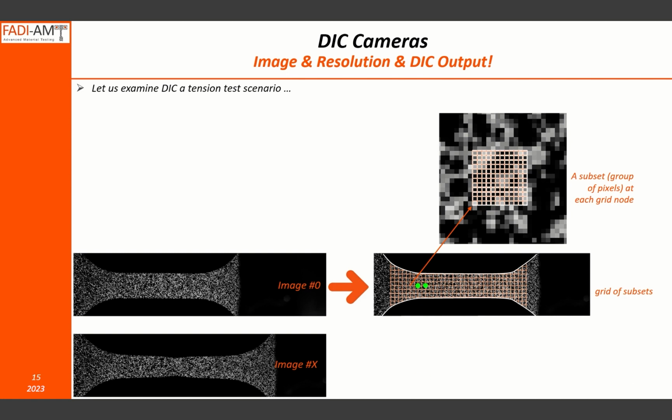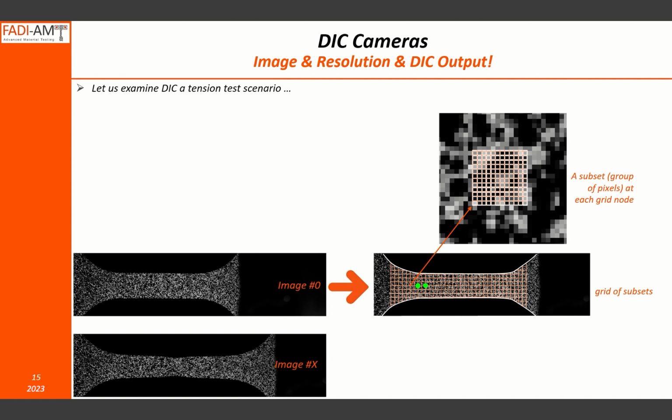Now, if I want to take these pixels and these subsets and try to obtain strain information, that's the holy grail of DIC, between any two points, whether they are local, such as the two green points that I'm showing here, or global, much further away from each other.